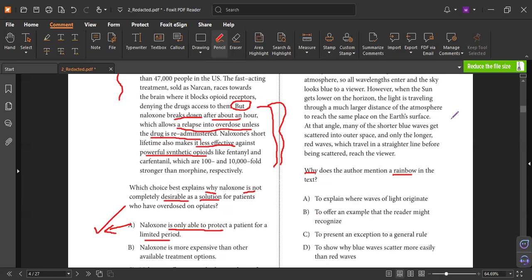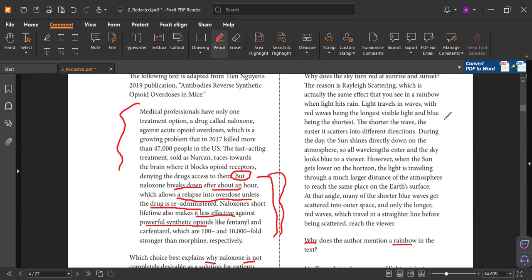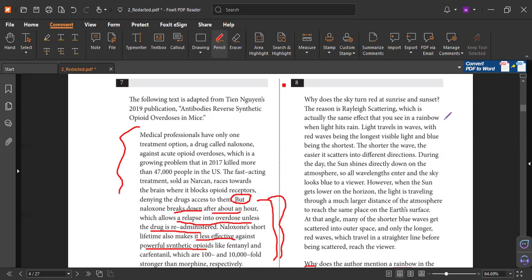Did you find the answer? Let me help you with the idea of this question. As I told you, any author or writer, if he or she wants to prove an idea or help the reader to understand something, gives an example. For example, here he said, which is actually the same effect that you see in a rainbow when light hits rain.